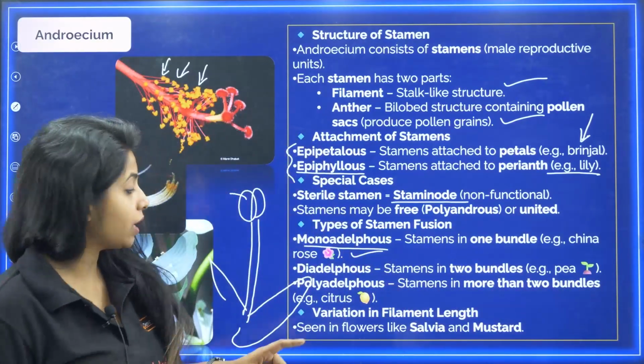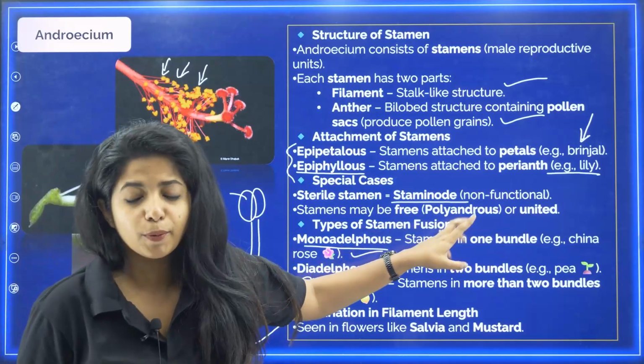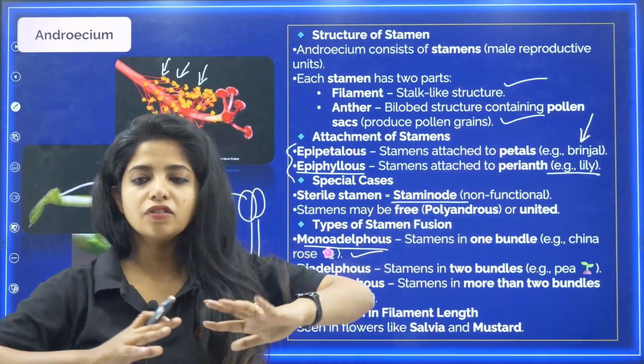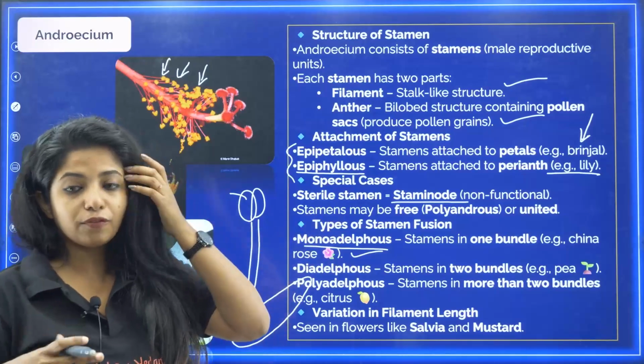Now there is one more condition, that is polyadelphous condition. Do not get confused with polyadelphous and polyandrous. Polyandrous means they are free, the stamen are not united at all. Now here they are all fused, they are coming together.